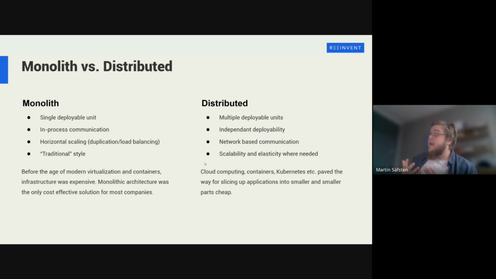And scalability and elasticity were needed, as I mentioned. You have that using the tools that are available for microservice architecture. And microservice architecture is not the only way of doing distributed architecture, but I will focus mostly on microservice architecture for this, because it's relevant for the modular monolith that we're going to come to in a bit.